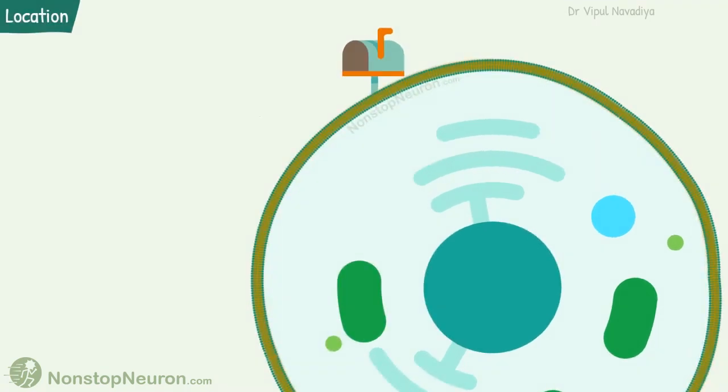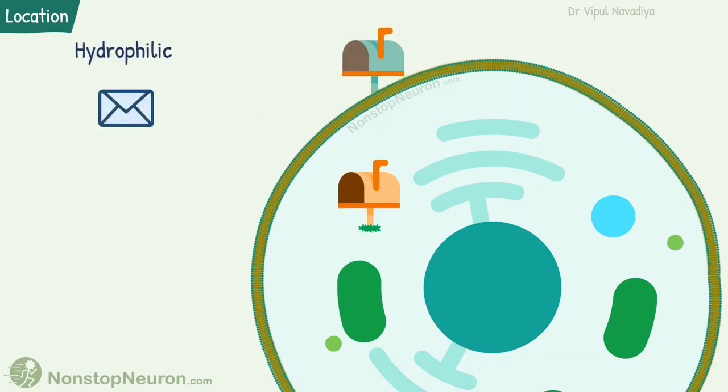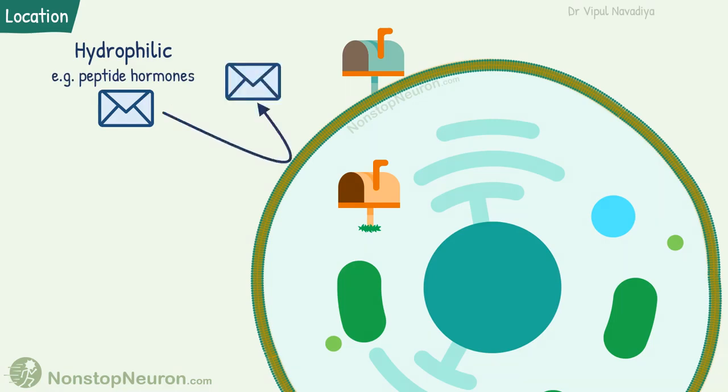Now, although I have been showing the receptors on the cell membrane, it's not the only place where the receptors are found. They are also found inside the cell. Membrane receptors are for hydrophilic messengers, for example, peptide hormones. Such molecules are too big, and also being hydrophilic, they cannot cross the hydrophobic lipid bilayer. So receptors for such messengers are expressed on the cell surface.